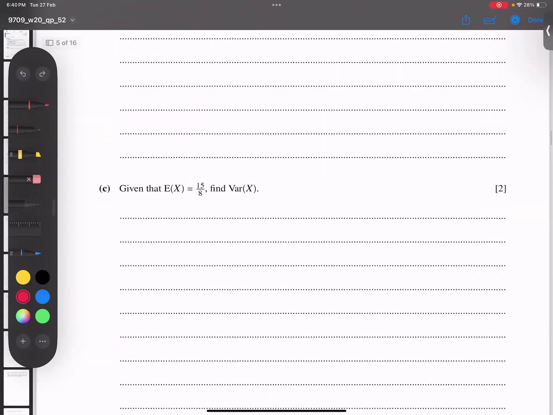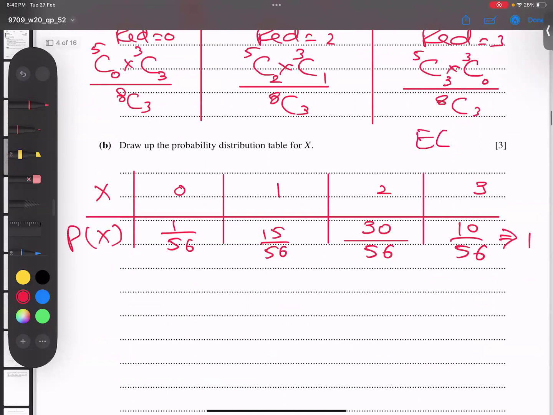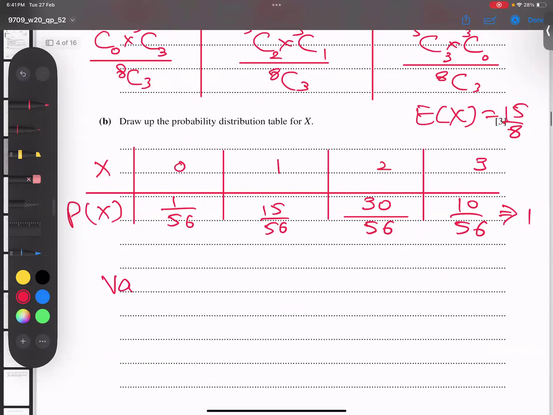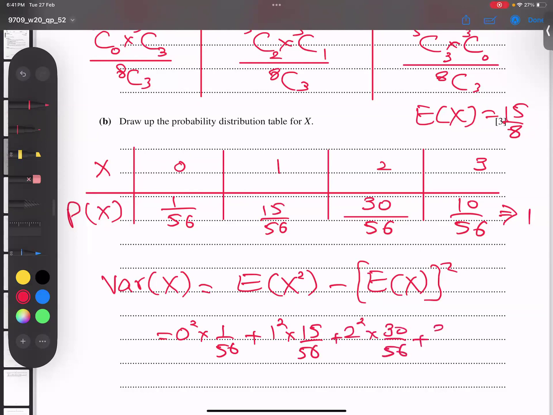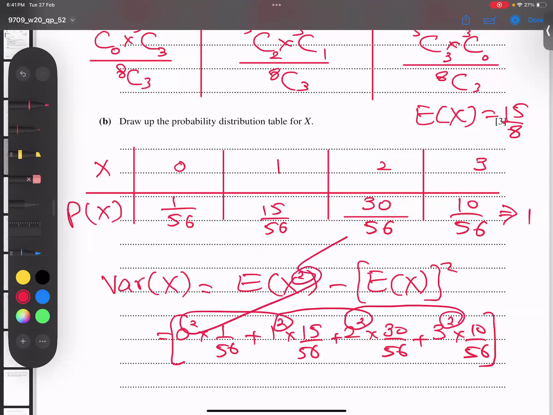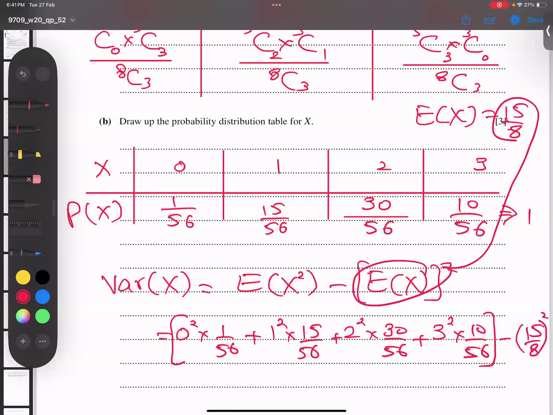Part number 2, he said the mean is 15/8. I repeat, E of x is 15/8, given by him. So what is the formula of variance, students? I just tell you the formula: E of x squared minus E of x whole squared. There is a difference between this and that. E of x squared means very simple: this is x, and squared means each one with its square. For example, 0 squared into 1 over 56, plus 1 squared into 15 over 56, plus 2 squared into 30 over 56, plus 3 squared into 10 over 56. That's it, you got my point. I square all the x values and multiply. The mean is very clear, 15/8 whole squared, because it is given by him.